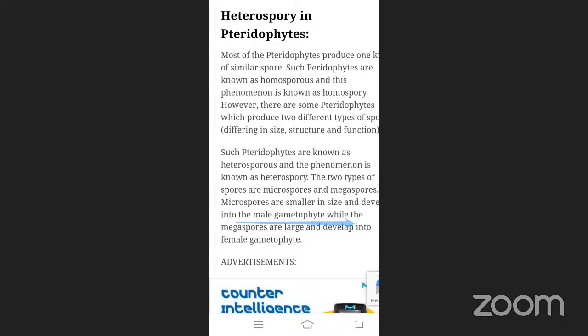So another is the manifestation of the heterospory. What is the manifestation of the heterospory? It means the heterospory is marked by the formation of spores in two different sizes, that is, smaller microspores and larger megaspores.